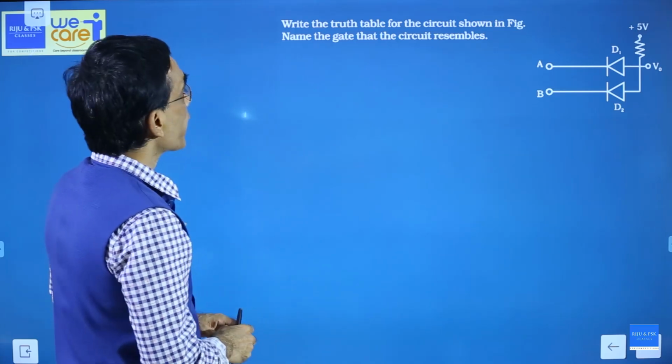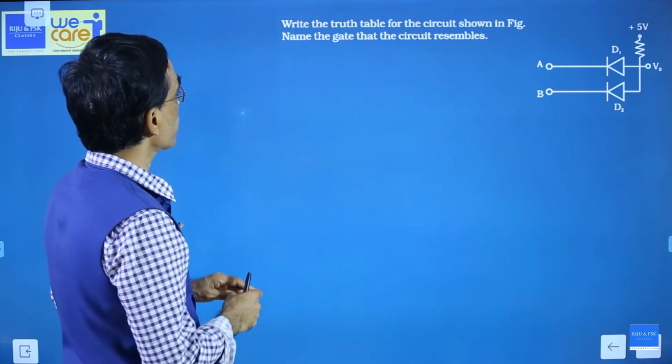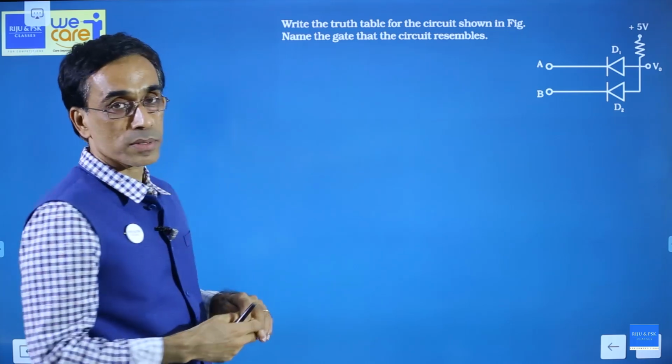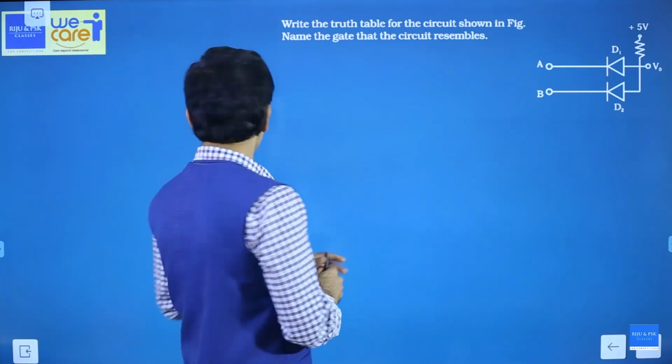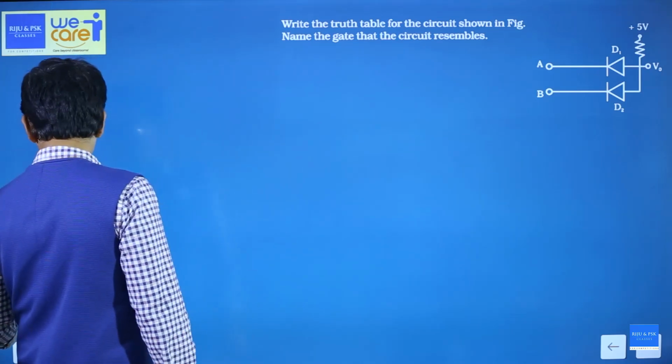Next one, write the truth table for the circuit shown in the figure. Name the gate that the circuit resembles. Very important for JEE students. For that, you should know that there must be inputs given here.